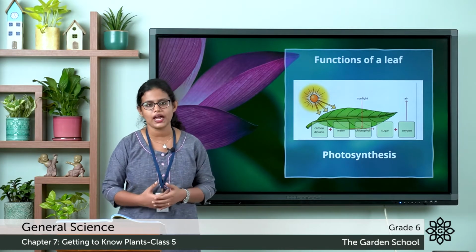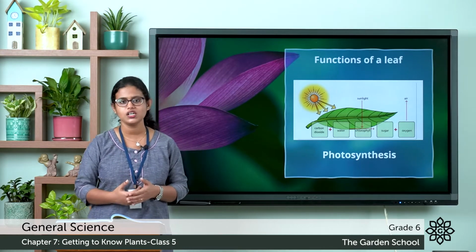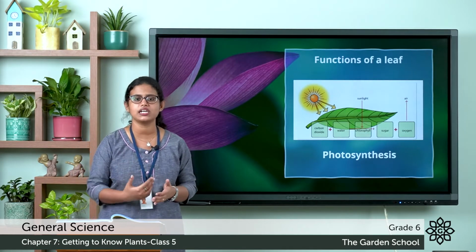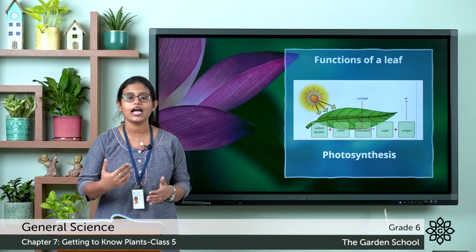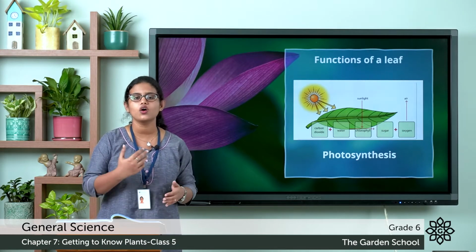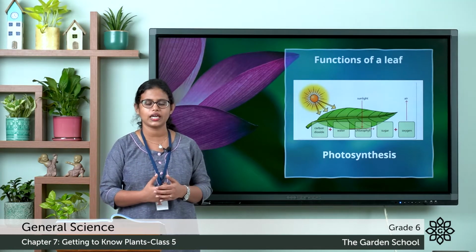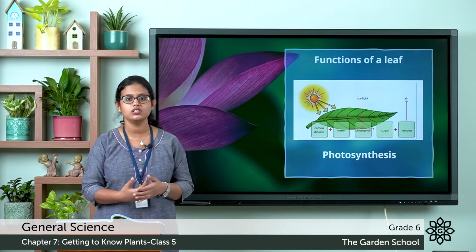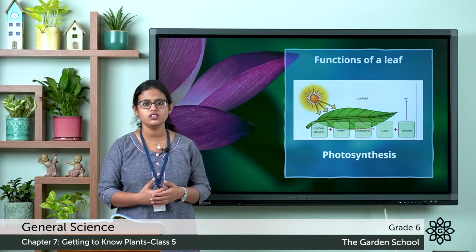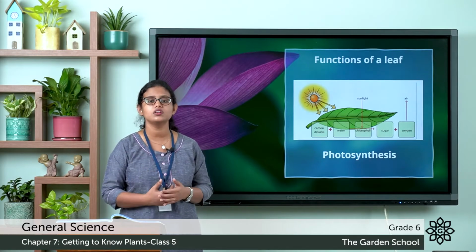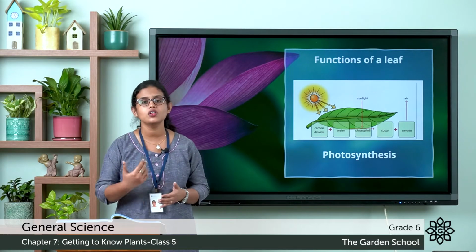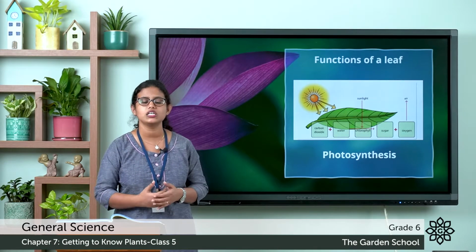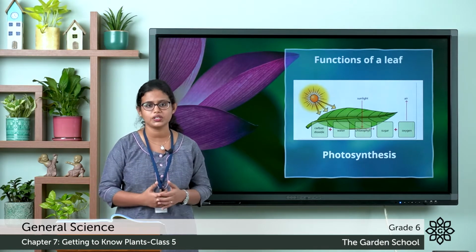The leaf prepares food by using water and carbon dioxide in the presence of sunlight and chlorophyll. That process we call as photosynthesis. The plant uses sunlight, water and carbon dioxide to prepare food in the form of sugar. So the food prepared by the leaf is in the form of sugar.